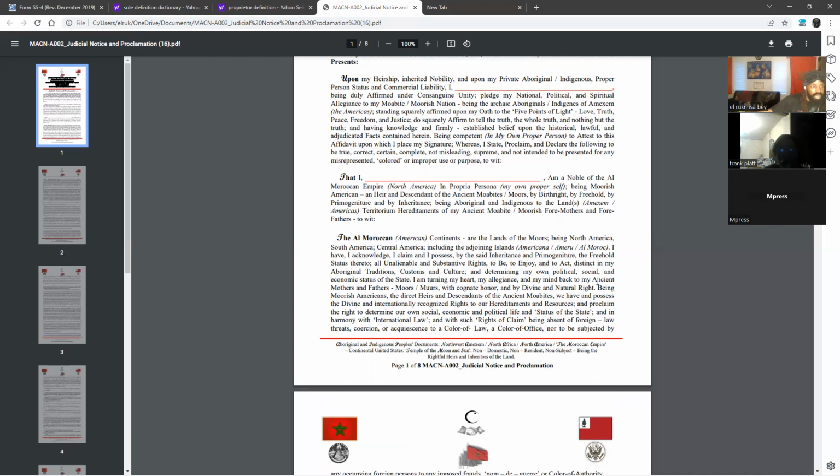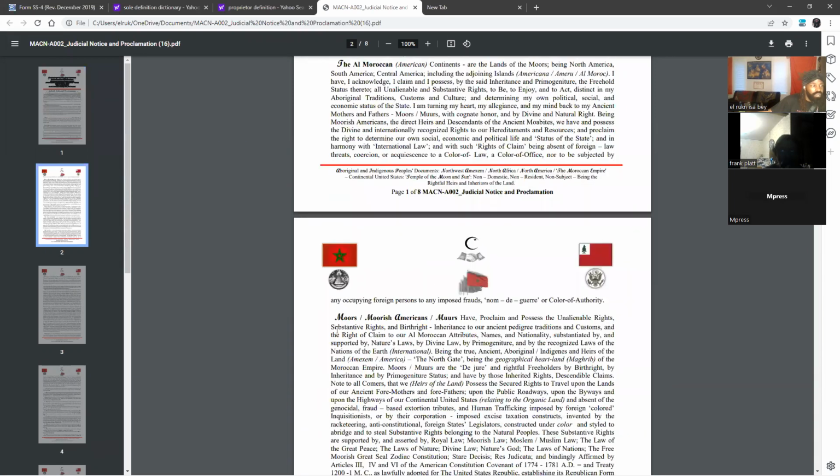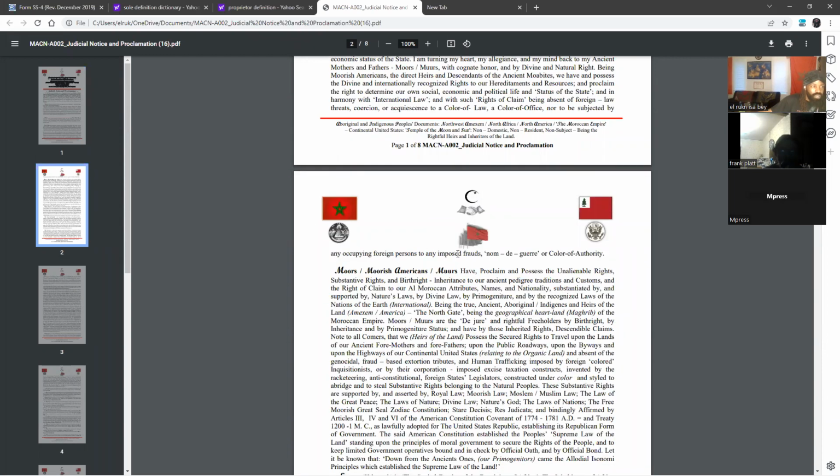I am turning my heart, my allegiance, and my mind back to my ancient mothers and fathers, Moors, with cognate honor, and by divine and natural right, being Moorish American, the direct heirs and descendants of the ancient Moabites, we have and possess the divine and internationally recognized right to our heritage and resources, and proclaim the right to determine our own social, economic, and political life and status of the state, and in harmony with international law, and with such rights of claim being absent of foreign law, threats, coercion, and acquiescence to a color of law, a color of office, nor to be subjected by any occupying foreign persons to any imposed frauds, non de jure, or color of authority.